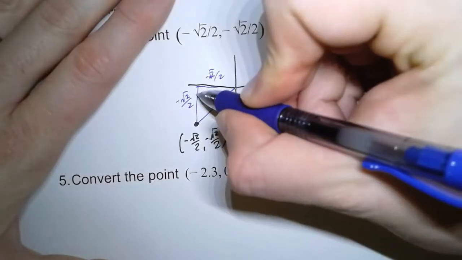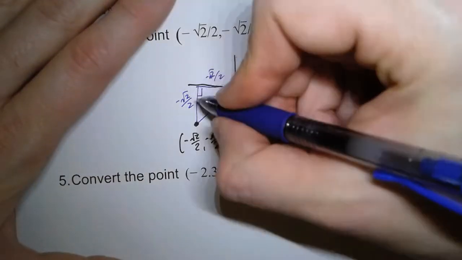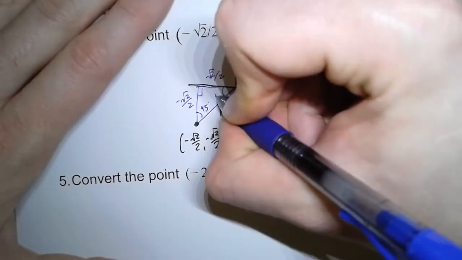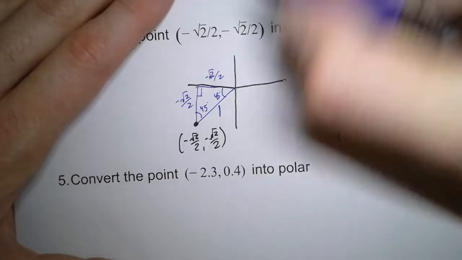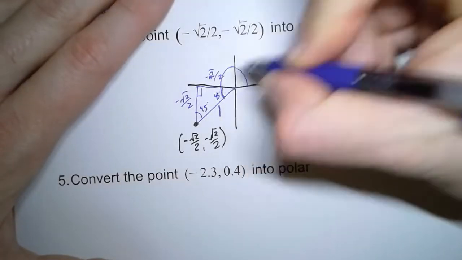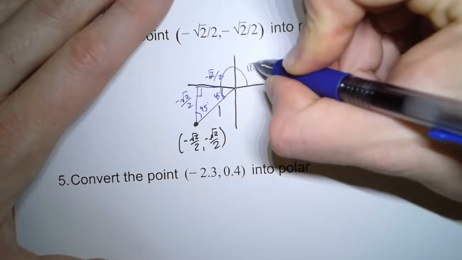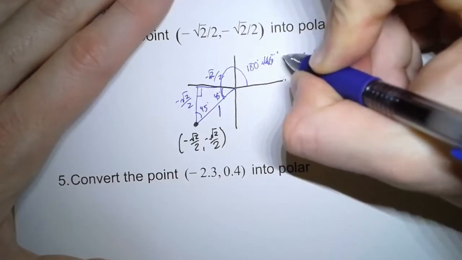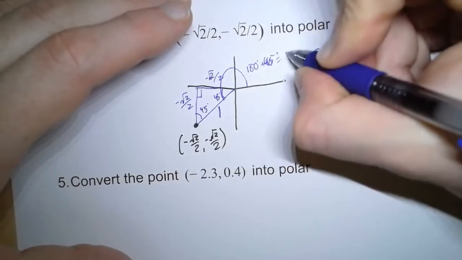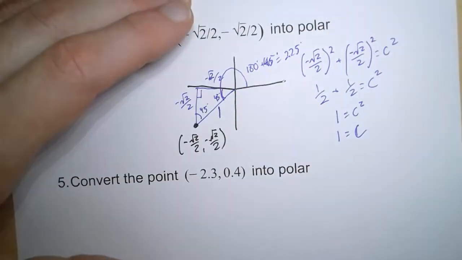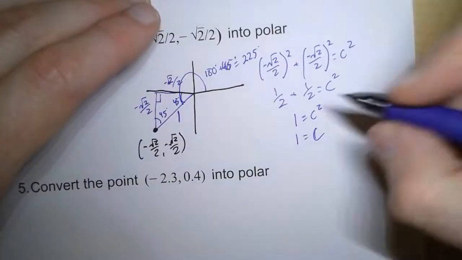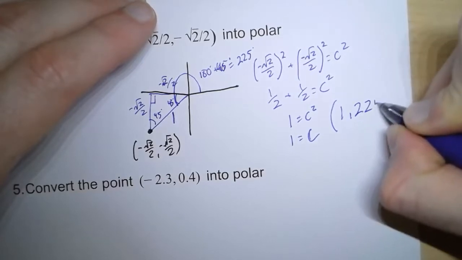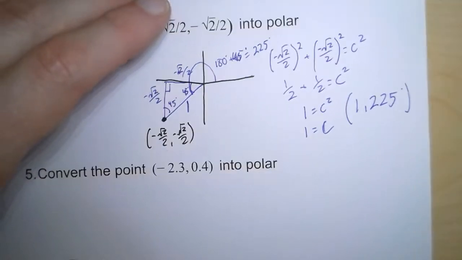Now, if you notice, this is a right triangle, and the two sides are equal. So that means this is a 45, 45, 90 triangle. So the angle we're interested in is 45 degrees more than 180. So we take 180 and add 45 degrees to it, and we get 225 degrees. So that means our point in polar is 1, 225 degrees.